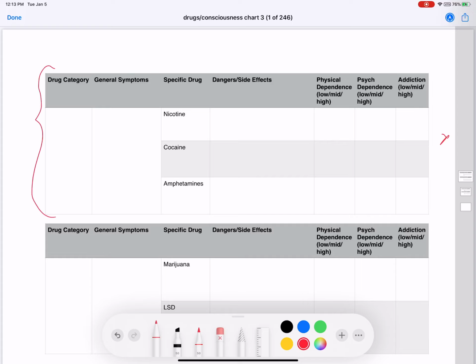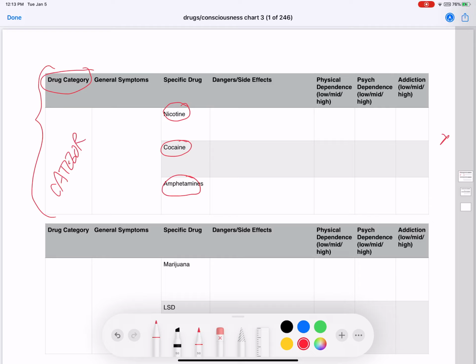So this first chart that we're going to cover here, they all will be filled out the same way. This one is going to be covering nicotine, cocaine, and amphetamines. And then as you look down in the other charts, you'll see marijuana, LSD. So what I've done is I've categorized all 3 of these drugs, nicotine, cocaine, and amphetamines. They fall under one drug category. So you're going to have to look it up and find out. And then you're going to write which category it is here.